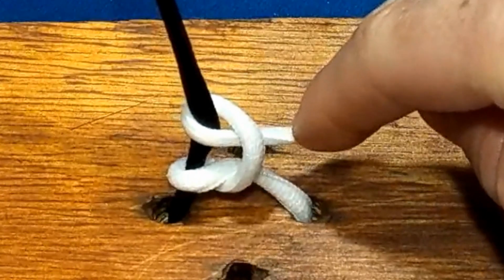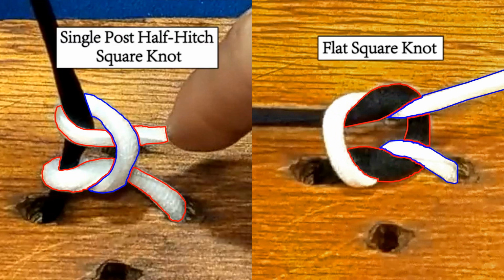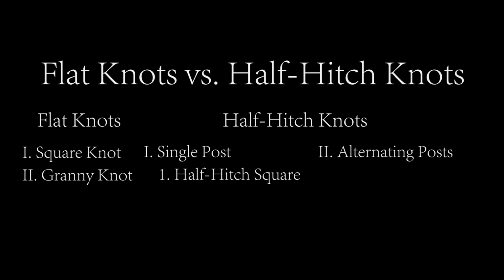In a half-hitch square knot, the white strand forms a loop, and the two ends of the white strand exit the knot on the same side of this loop, here the side away from us. Note that in the half-hitch square knot, the black strand passes through the knot largely unaffected, while the white strand forms two loops about it. This is in contrast to the flat square knot, where both the white and black strands formed loops about one another. We will next consider the single post half-hitch granny knot.